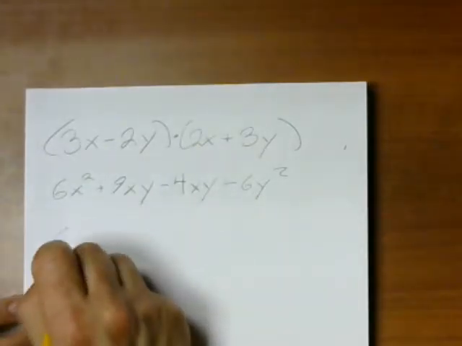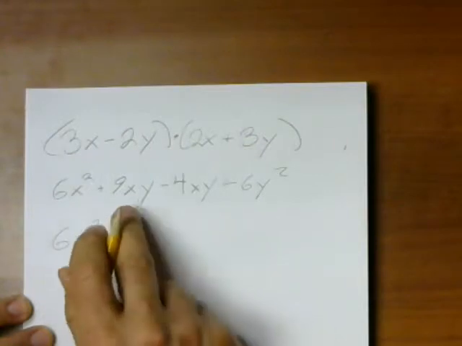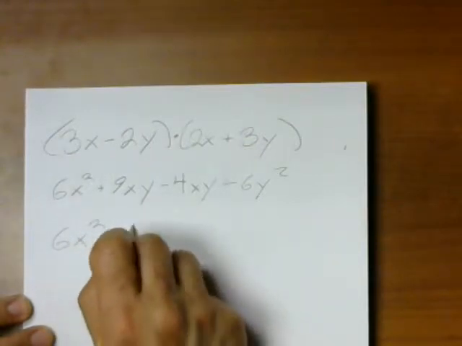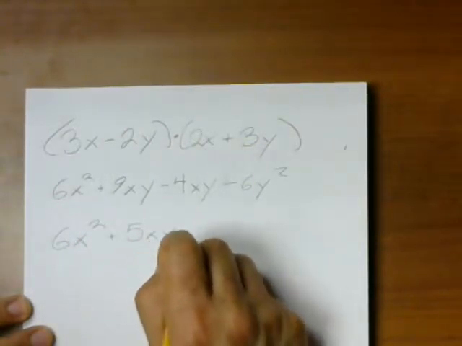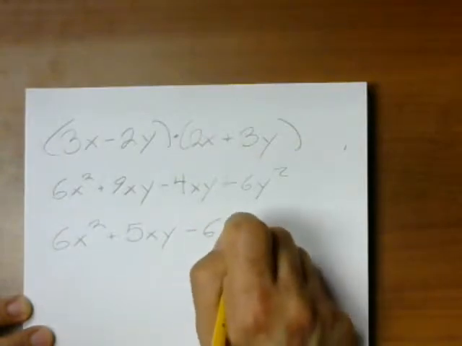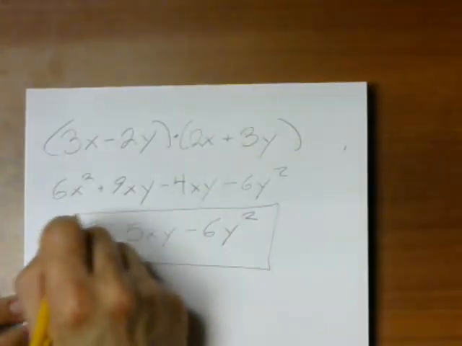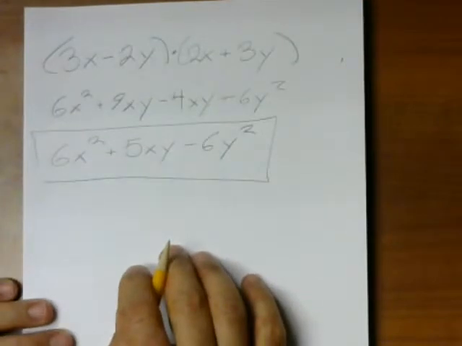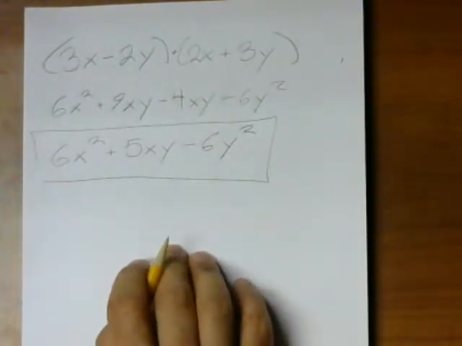We can combine these. 9 minus 4. And that's our answer. So nothing really too scary, except you might say, well, what is y?